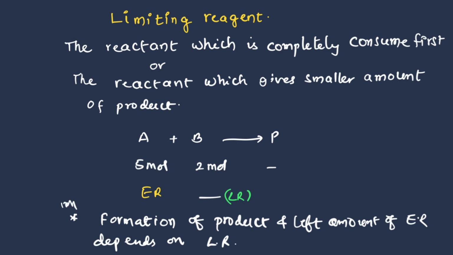You have to remember the product forms based on which one? Limiting reagent. Because we know the limiting reagent definition: the reactant which gives a smaller amount of product. So that only decides how much product will form. So calculation of limiting reagent is very important. So how to calculate this limiting reagent?